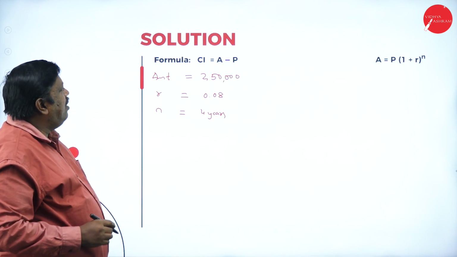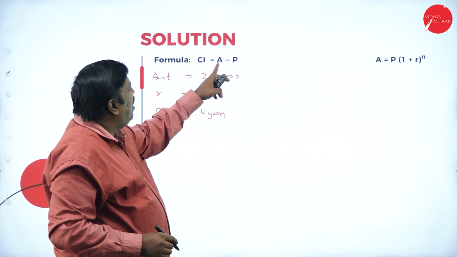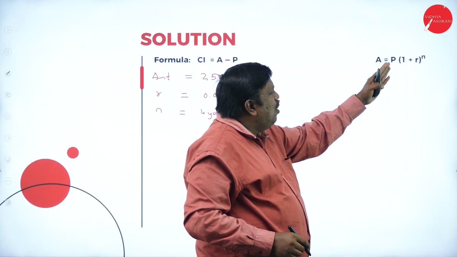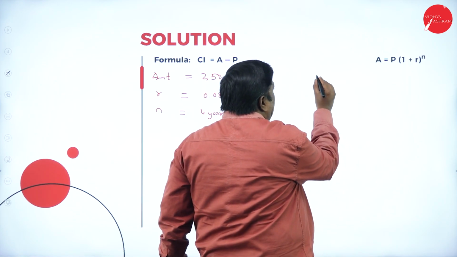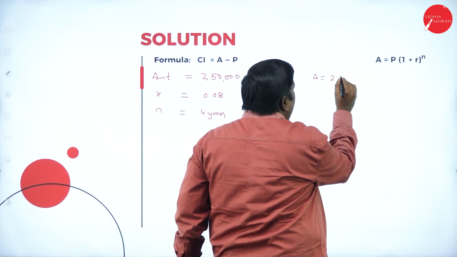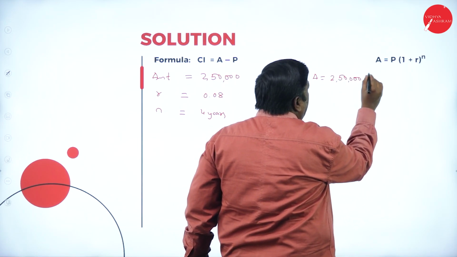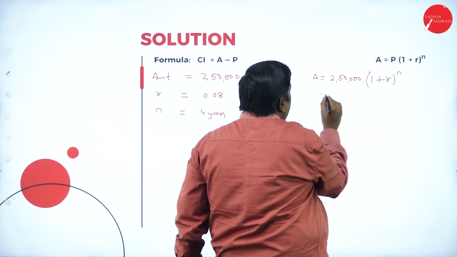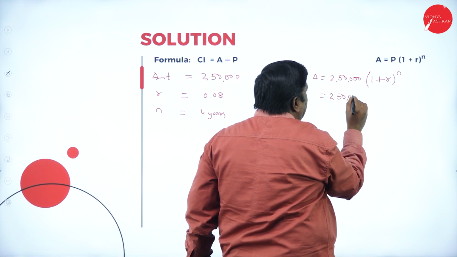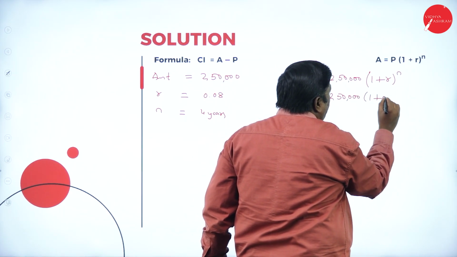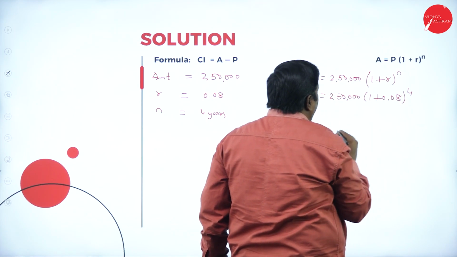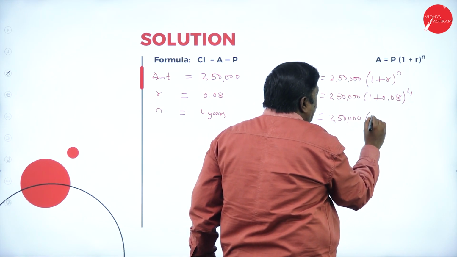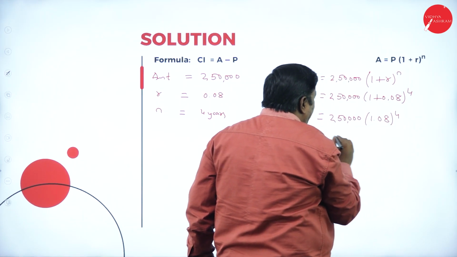How to calculate compound interest? The formula is compound interest equals annuity minus principal amount. What is annuity? Annuity equals principal into 1 plus R to the power of N. That is A equals 2,50,000 into 1 plus 0.08 to the power of 4, which is 2,50,000 into 1.08 to the power of 4.